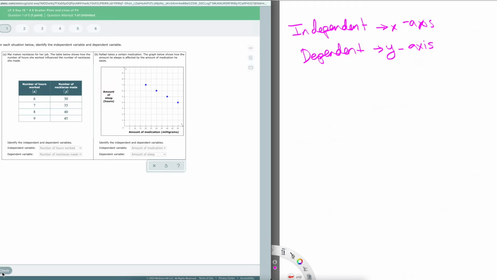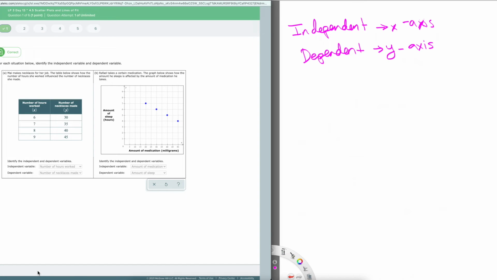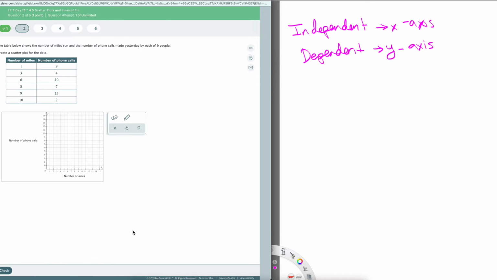So let's keep moving here. The table below shows the number of miles run and the number of phone calls made yesterday by each of 6 people. Create a scatter plot for the data. So we're comparing the number of miles that somebody runs to the number of phone calls they make. For whatever reason, we're comparing these two amounts. And they're already showing us that they want the number of miles on the x-axis and the number of phone calls on the y-axis.